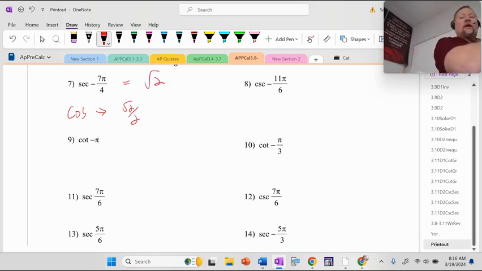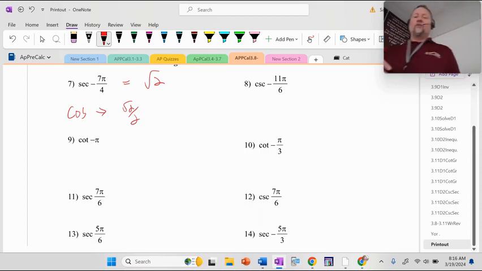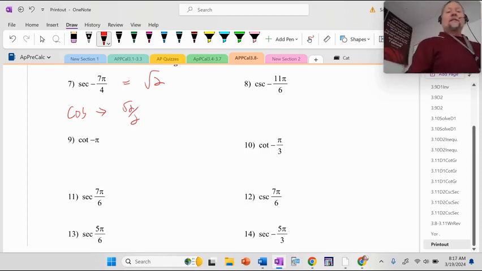And then the next thing is, where does negative 7 pi over 4 land, everybody? Let's see. 3, 2, 1, go. Quadrant what? No, not 2. Not 4.